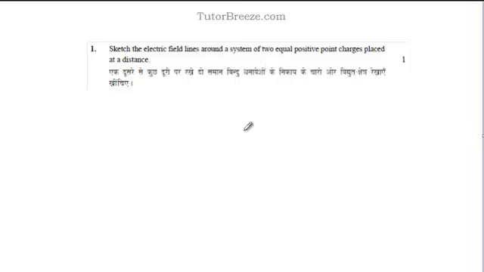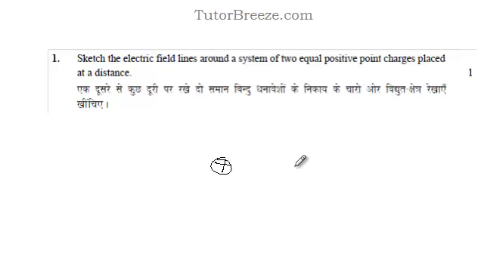Say we have two equal positive charges. We'll just take two equal positive charges, and now we need to sketch the field lines around this. So for a positive charge, you know that the field lines are going to be outward. Now since these charges are going to repel each other, the field lines have a pattern like this. It shows that the charges repel each other.